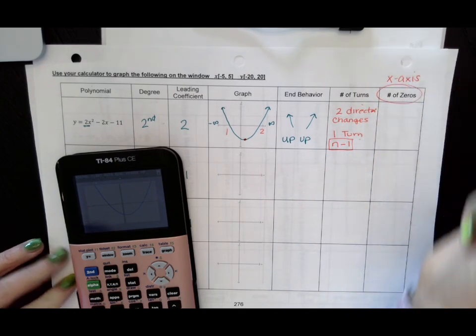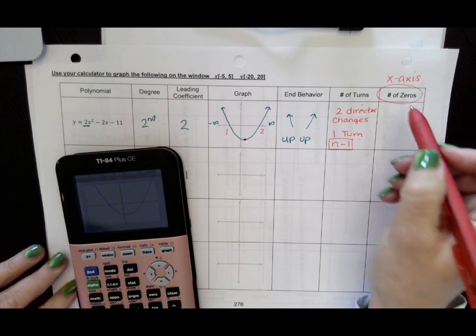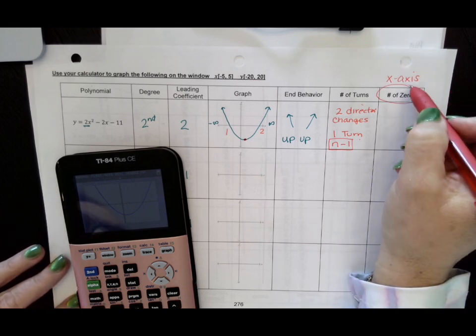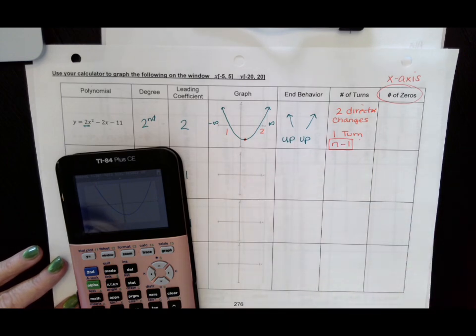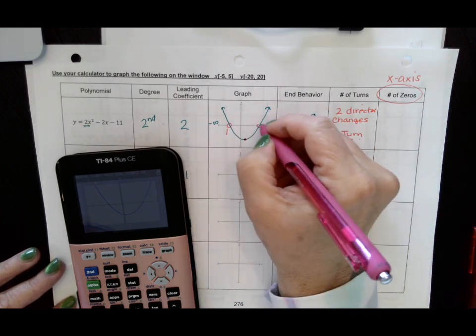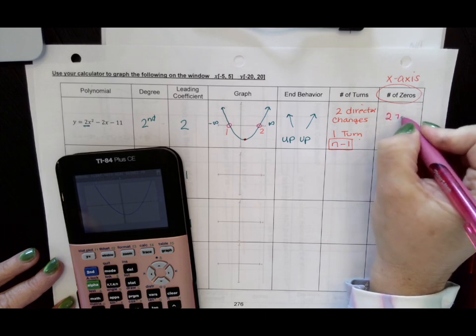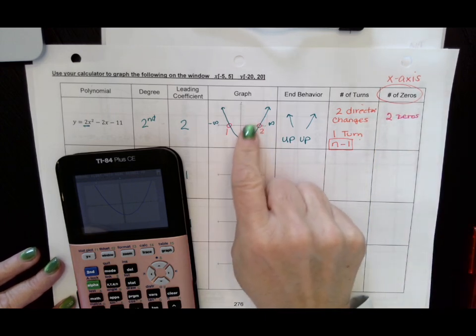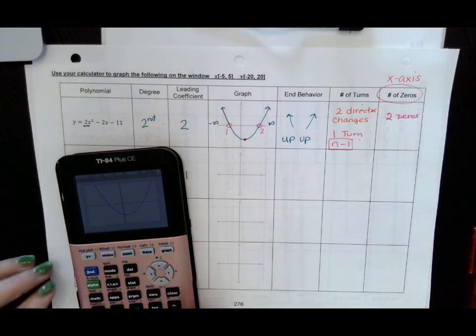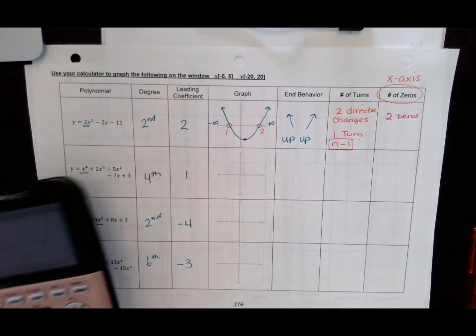Now, my number of zeros is where I'm going to cross the x-axis. And we did this when we talked about quadratics. So we had a quadratic where I crossed the x-axis. So on this one, I'm going to cross the x-axis here, and I'm going to cross the x-axis here. So I have 2 zeros. And I don't care right now where those zeros are. I'm just looking at the graph. That's all we're looking at right now is the graph.